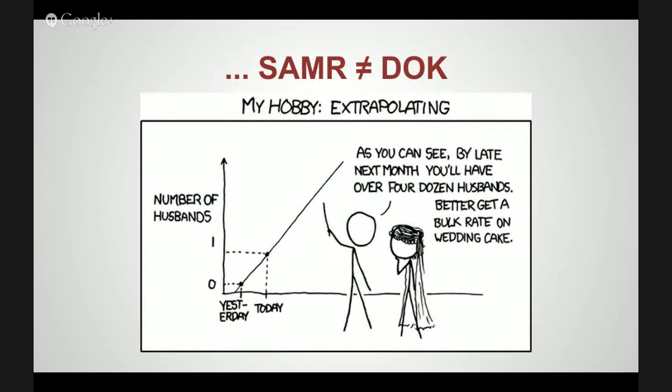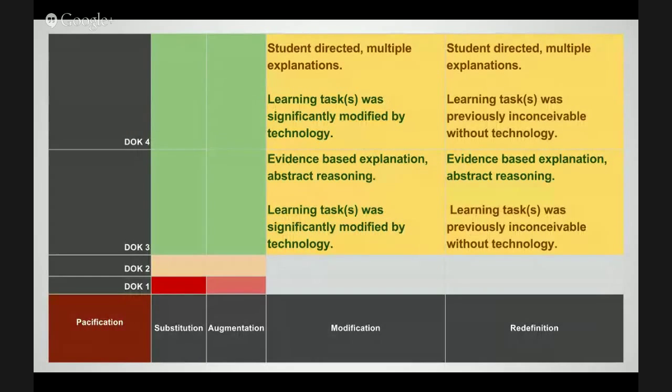Now, SAMR, because you said you dance on a DOK, they're not the same. They do not correlate directly. And if you're watching this, feel free to read through the comments. So this is the gold level, this matrix. If we think of a matrix here, we have our DOK from 1 through 4 going up, our substitution through redefinition of the SAMR going across, a little corner in the bottom there for pacification.